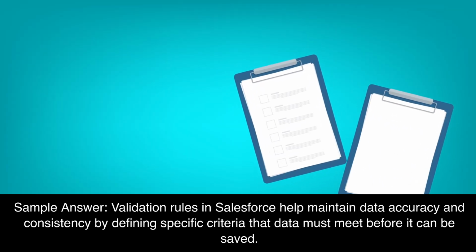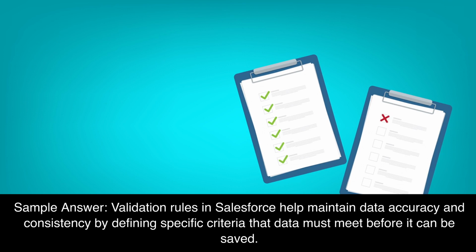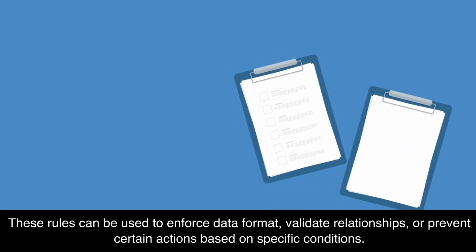23. What is the role of validation rules in Salesforce? Sample answer. Validation rules in Salesforce help maintain data accuracy and consistency by defining specific criteria that data must meet before it can be saved. These rules can be used to enforce data format, validate relationships, or prevent certain actions based on specific conditions.